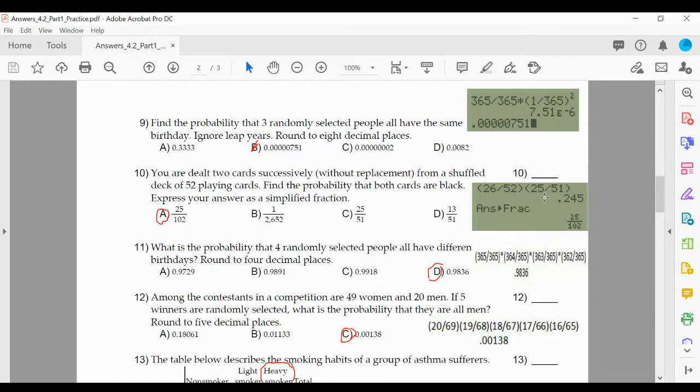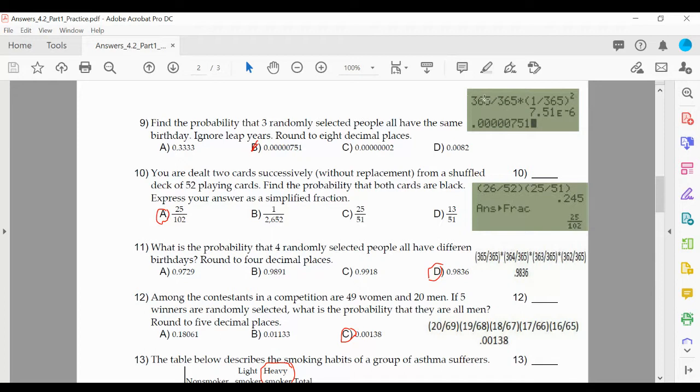All right, find a probability that 3 randomly selected people all have the same birthday. Well, here's the deal. The first person can have any birthday they wish. All right, it's the second and the third that have to match up with the first person. The first person can have any one of the 365 out of 365 for their birthday, any day. All right, so this is nothing more than a whole number 1.